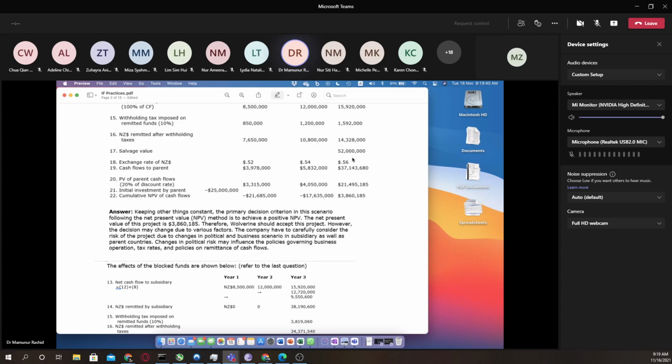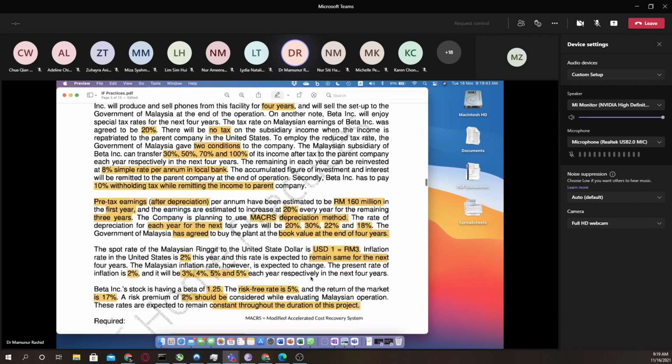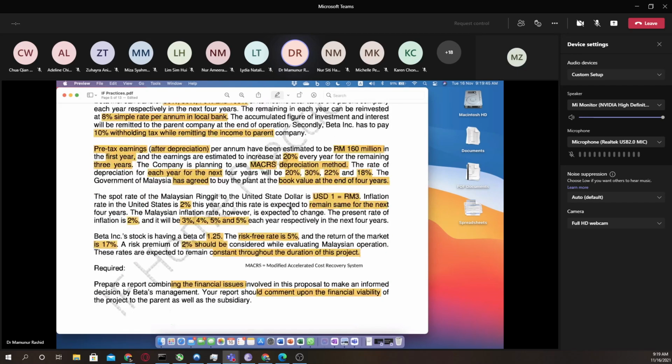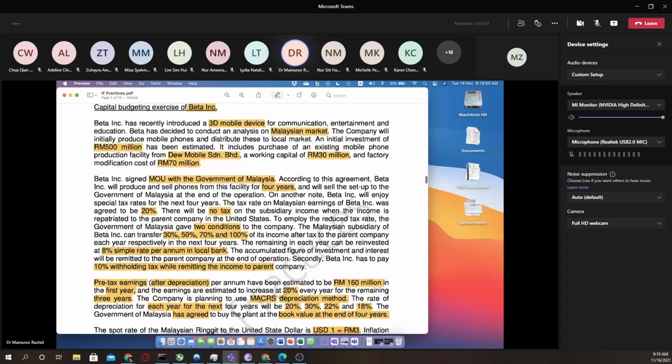But in the current case, this sentence is not written. Let me see. The working capital is 30 million and it's not written that working capital is not liquidated, meaning that the working capital in this case is liquidated, meaning that the working capital will come back to the parent company.